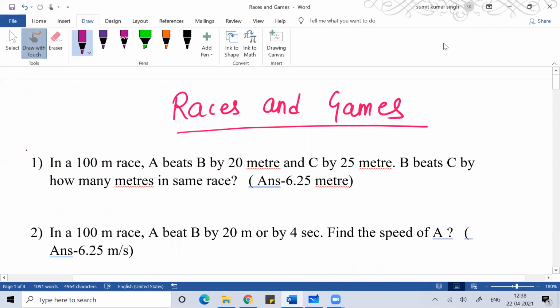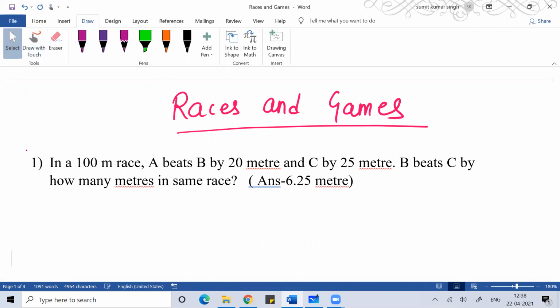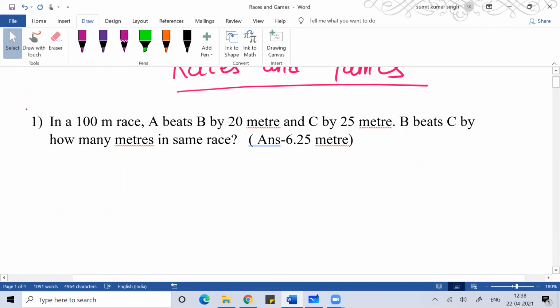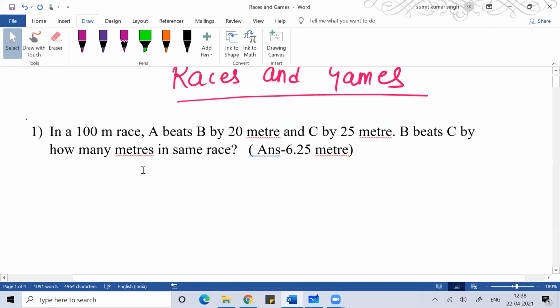So here you can see this problem number one. Suppose there are three persons, A, B, C, in a 100-meter race. A beat B by 20 meter and C by 25 meter. So you have a 100-meter race with A, B, and C.